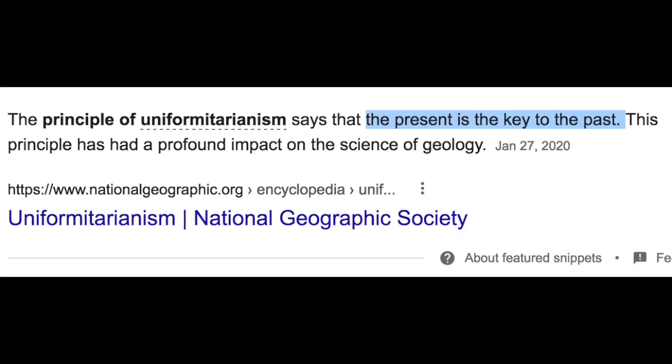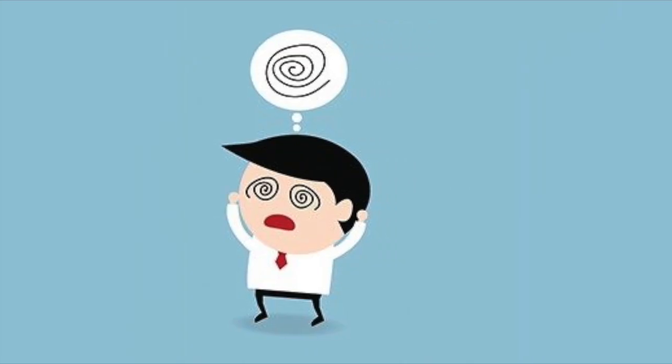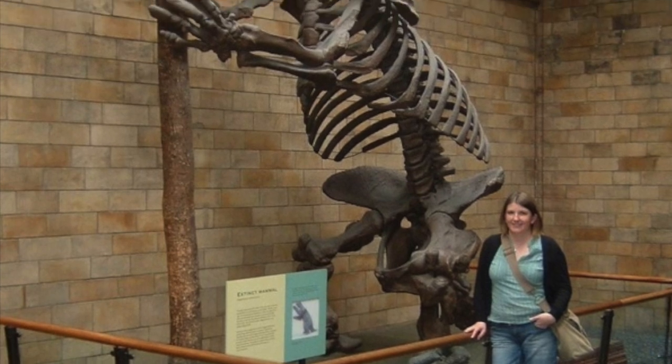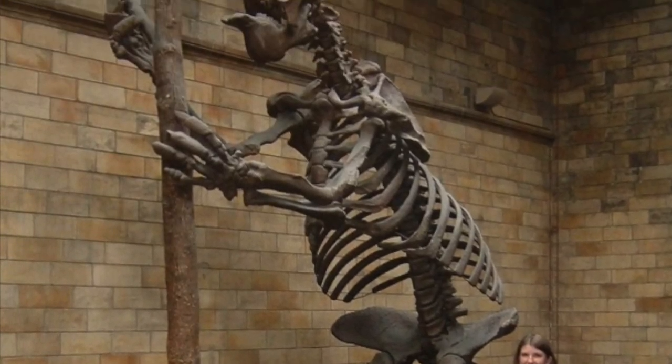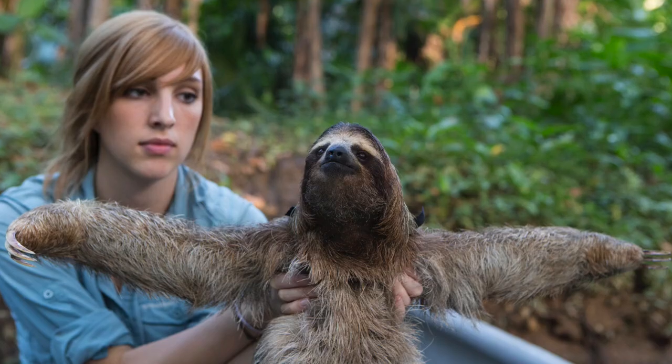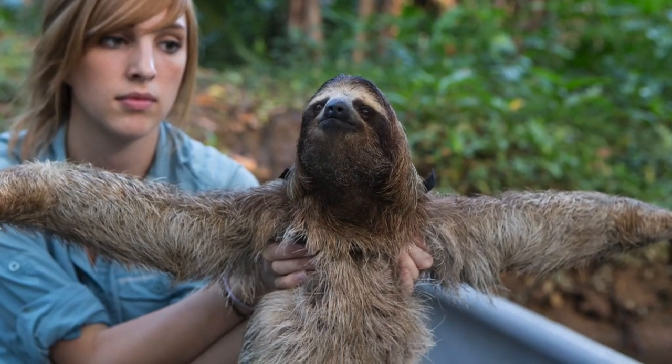Evolution teaches that the present is key to the past. That's uniformitarianism. How things are today is how they were in the past. But if we use this mindset, we would have never guessed that a sloth was over 6,000 pounds in the past, since today we can carry them around like babies.